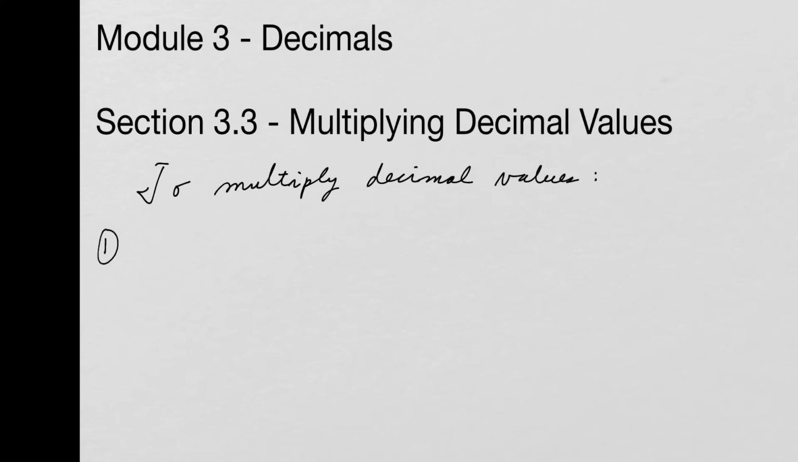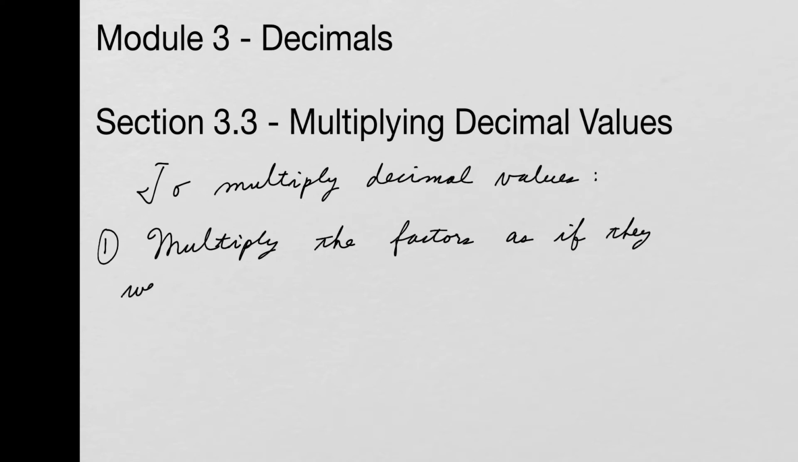So first thing you want to do, multiply the factors, the numbers, as if they were whole numbers. So you kind of have to ignore the decimal point. That's the first step to multiplying two decimal numbers together. Just ignore the decimal point, multiply them as if they were whole numbers.